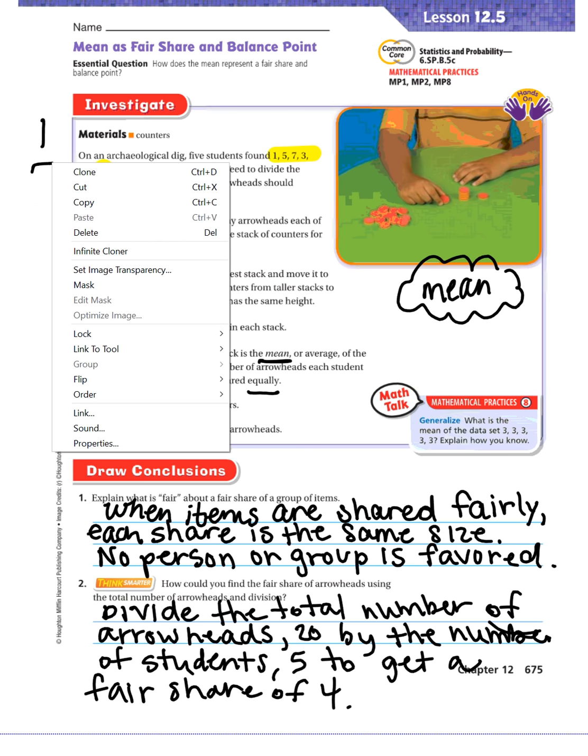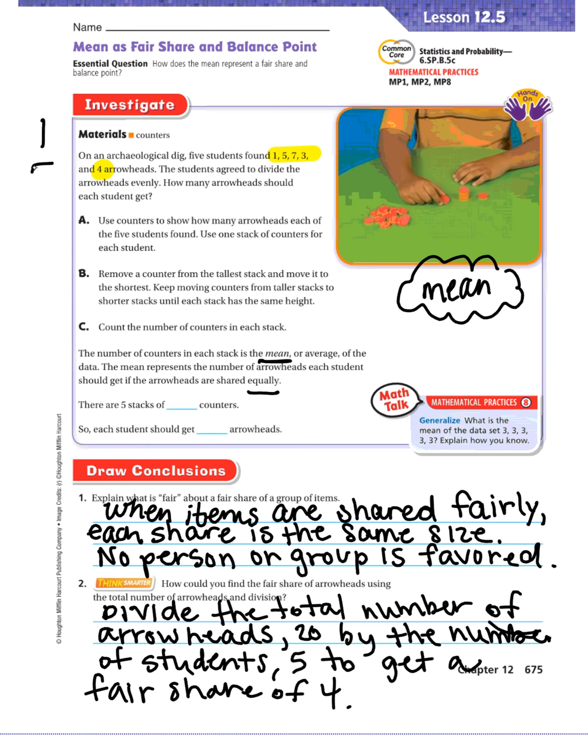1, 5, 7, 3, and 4 were each of the numbers of the arrowheads that each student found. So how I'm going to find the average, I'm going to add all of these numbers up to find the total number that all of them found together. So 1 and 5 is 6.